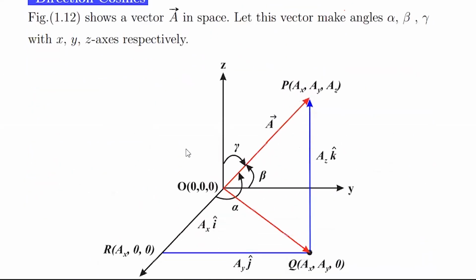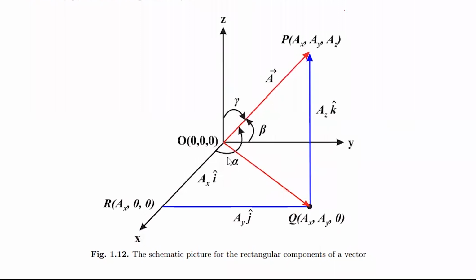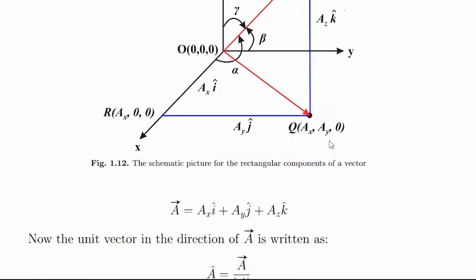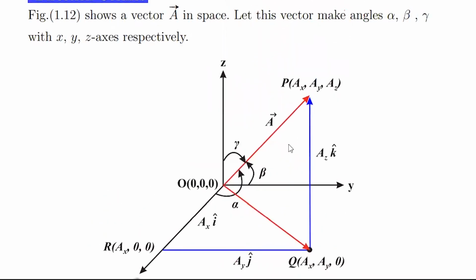Now the direction cosines. Direction cosines actually are the cosines of the angles which are made from the axes with their respective angles. For example, alpha with the x-axis, beta with the y-axis, and gamma with the z-axis. From the diagram, it is clear that this is a vector A, and the angle from the x-axis is alpha, the angle from the y-axis is beta, and the angle from the z-axis is gamma. So these three angles are termed direction cosines if we take their ratios with the hypotenuse at the base.